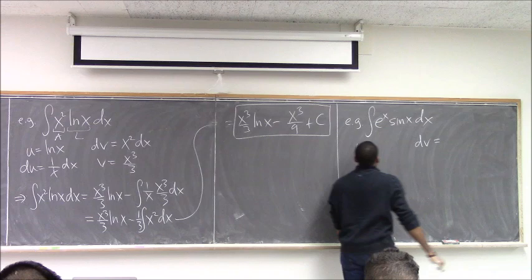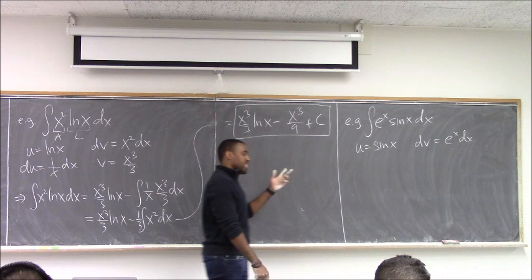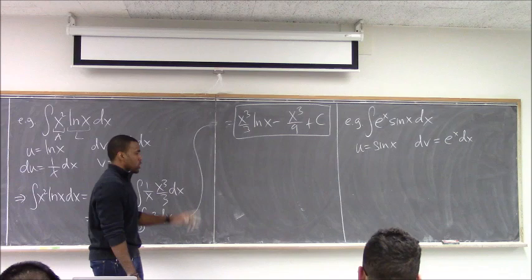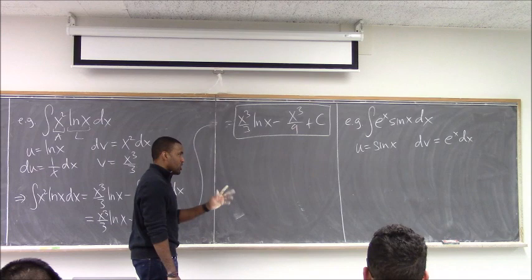What is u? Sine of x. And technically, the T and the E in the LIATE formula can actually be rearranged, it turns out. So if you chose the u to be e to the x and the dv to be the sine x, it would have still worked out. But the T and the E are the only ones that you can be a little bit loose with. The others, you want to follow LIATE exactly.